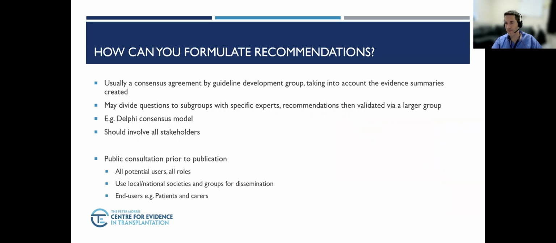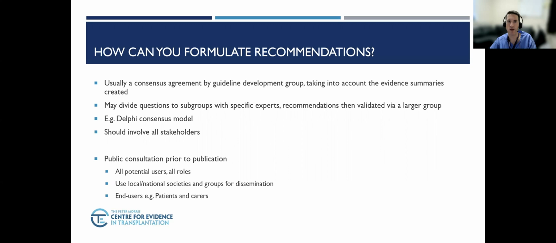So there are lots of different ways of formulating your recommendations once you've compiled all the evidence together. Usually it's some form of consensus agreement, often using something like Delphi models for voting on recommendations to go into the guidelines. Sometimes it's a more informal approach. It doesn't really matter how you do it, as long as all of the necessary stakeholders are involved in that decision-making process and all of the evidence is considered in a fair and unbiased way whilst you're making those agreements.